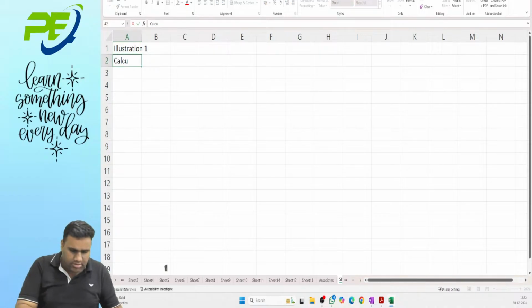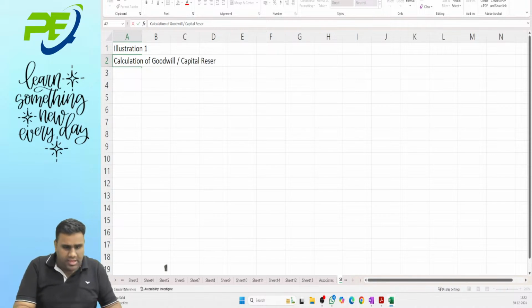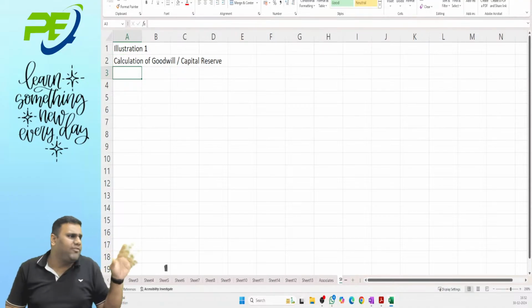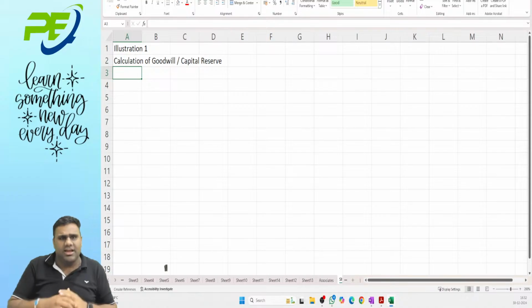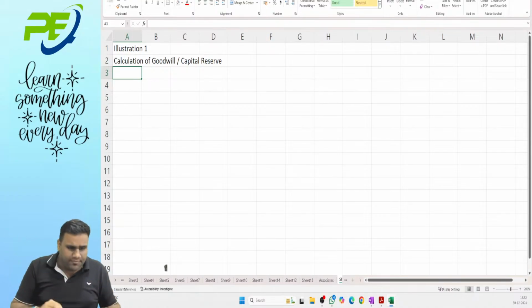Illustration one, calculation of goodwill slash capital reserve. This is by default. They ask or not, we have to do it. And the same logic as we had in the subsidiary case. In subsidiary, how do we do it?